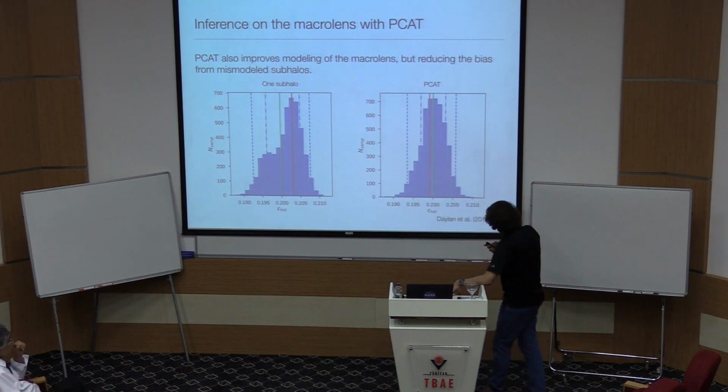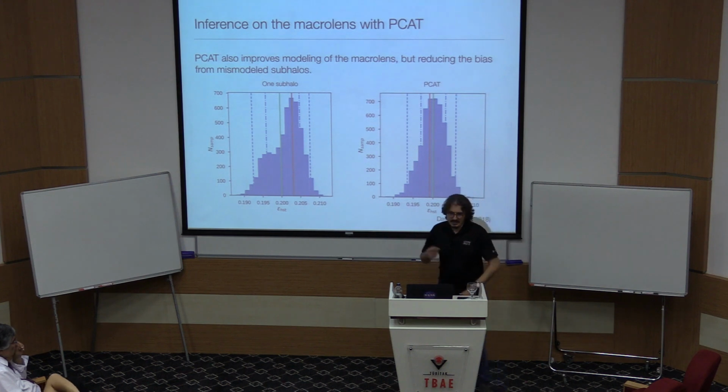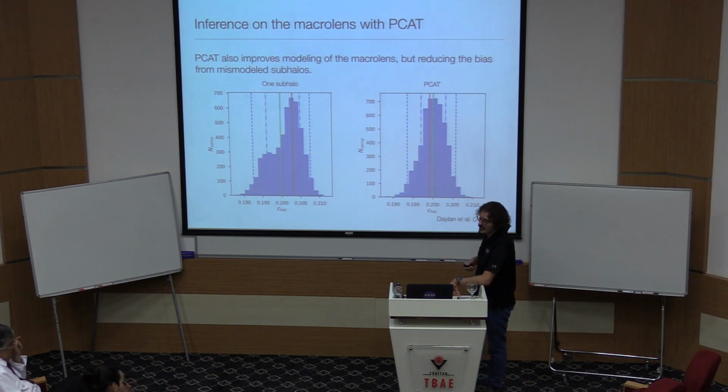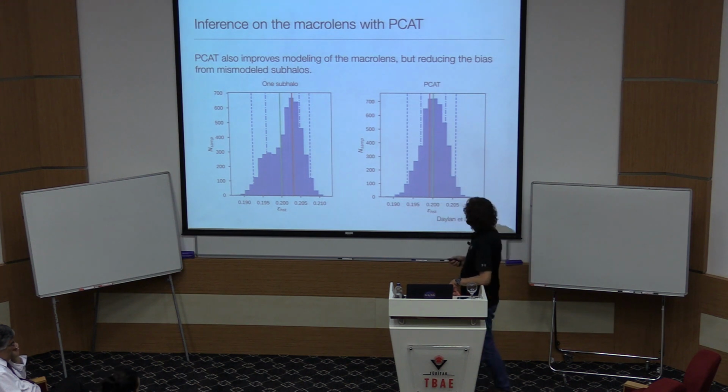But this is really futuristic because with coming data sets like Roman or even JWST, whenever it starts measuring strong lenses, we will be able to really get much better uncertainties on these.